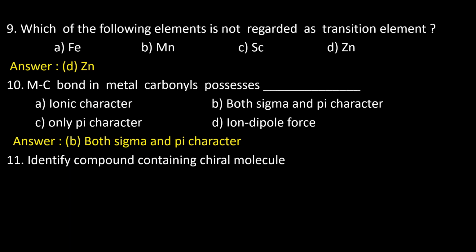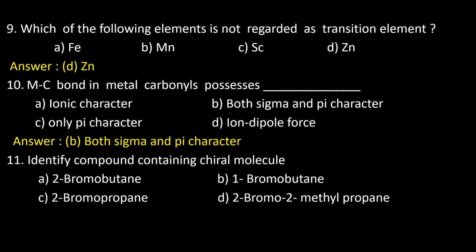Let us take question number 11. Identify the compound containing a chiral molecule. A. 2-bromobutane, B. 1-bromobutane, C. 2-bromopropane, D. 2-bromo-2-methylpropane. Dear friends, the correct option is the first option, that is A. 2-bromobutane. That is a compound which contains one chiral carbon atom.